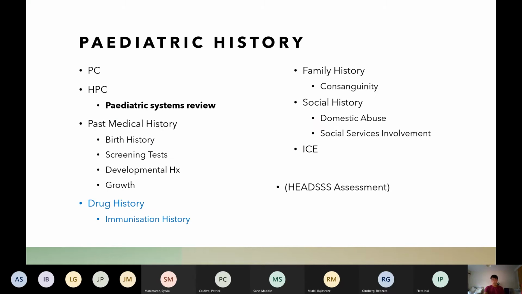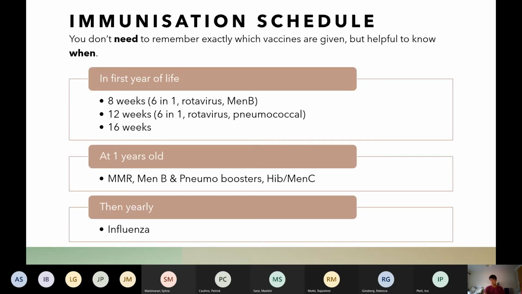So that's that. Drug history, immunization history. So this is the immunization schedule sort of for the first year of life. Everyone always worries about learning every single one. Just know when they happen. So 8 weeks, 12 weeks, 16 weeks, and then sort of boosters at 1 year old. I found it helpful to learn them just because GPs sometimes like quizzing about them, but it's not imperative for your exams. Okay.